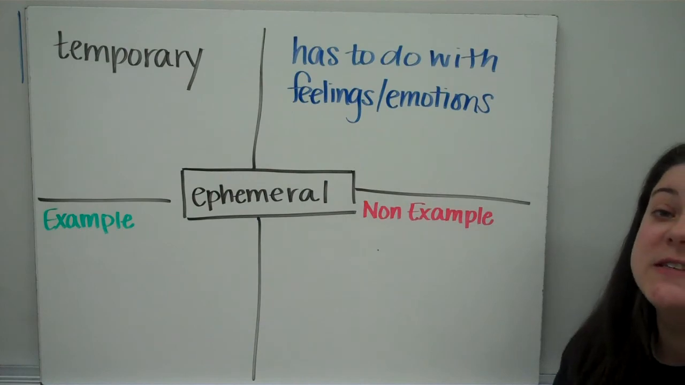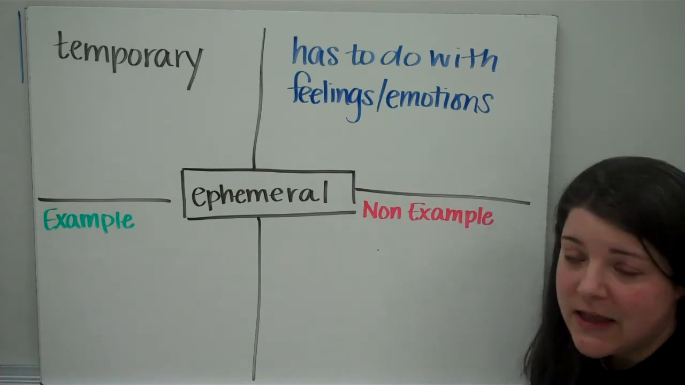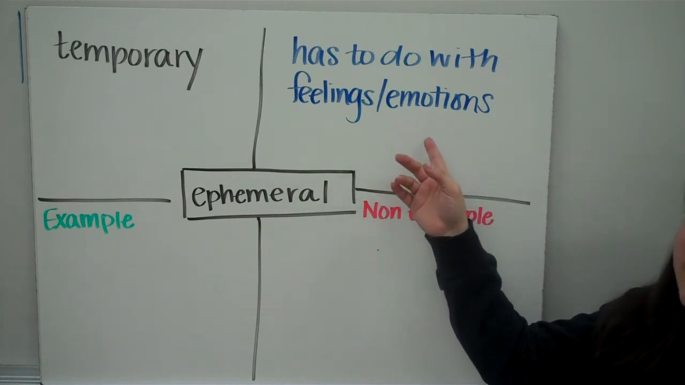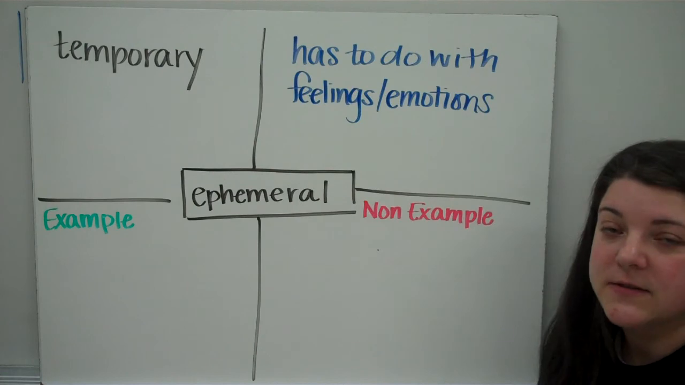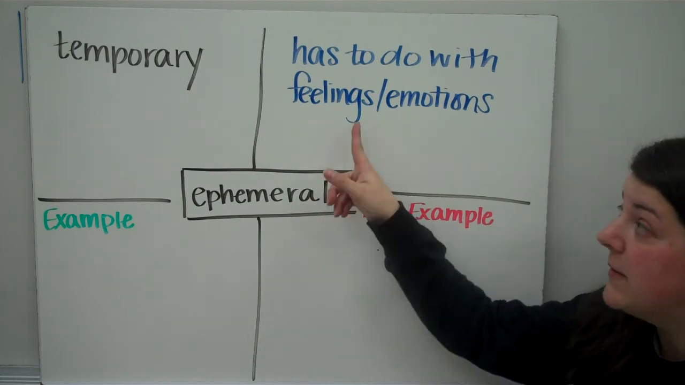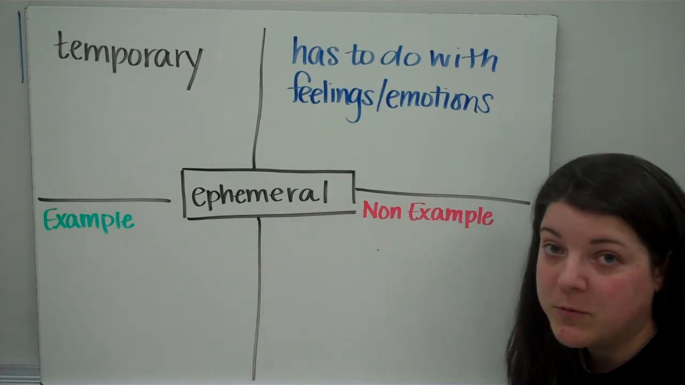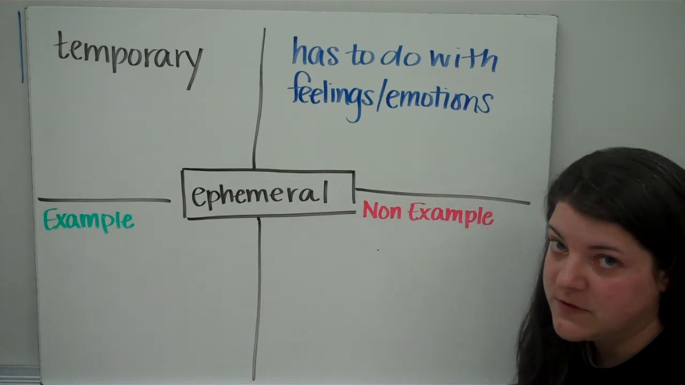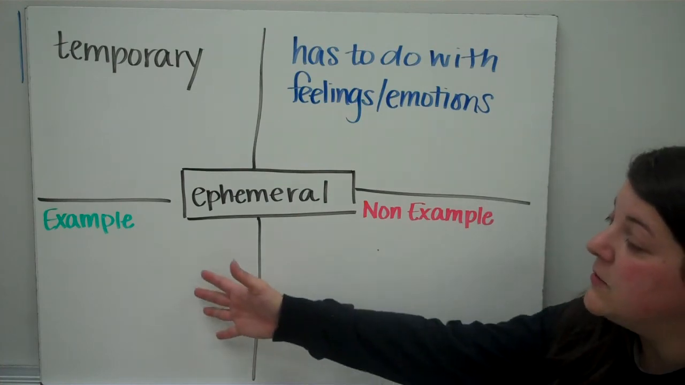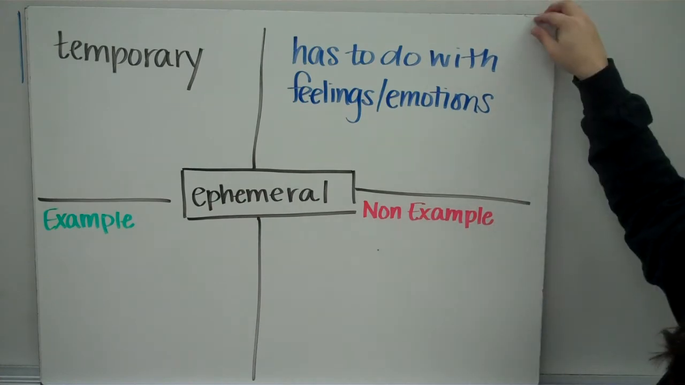Our next word is ephemeral. Ephemeral means temporary. It doesn't last long, it stays for a short time. Now this has to do with feelings or emotions, okay? Because our next word's also going to mean temporary, but ephemeral means feelings or emotions. So perhaps you have an ephemeral feeling of love for someone. You like them for a little bit and then you don't care for them at all. So you would want to do an example from your life and then a non-example.